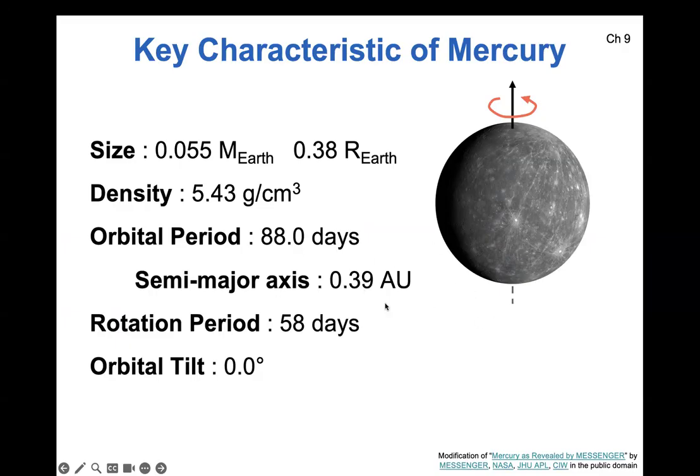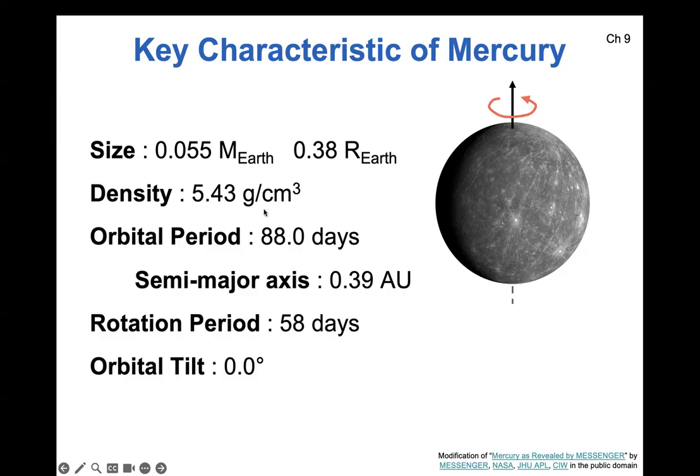This relates to how much hotter it is, how much more intense the sunlight is at Mercury's location. Its rotation period, which is how long it takes to spin on its own axis, and its orbital tilt. These are the same characteristics that we see for each of our planets. So these same ones we saw for Earth, exactly formatted like this for comparison.